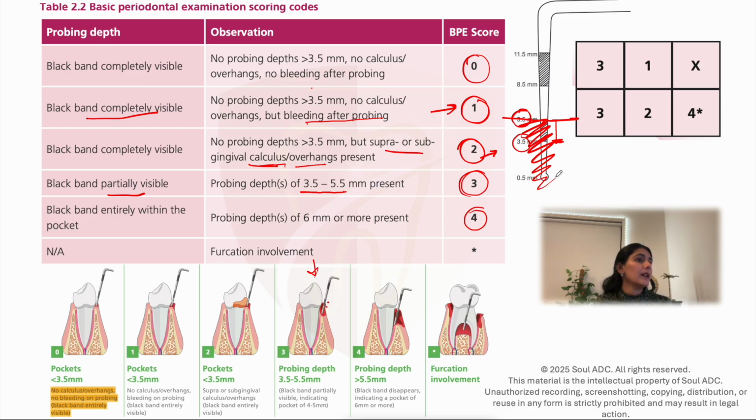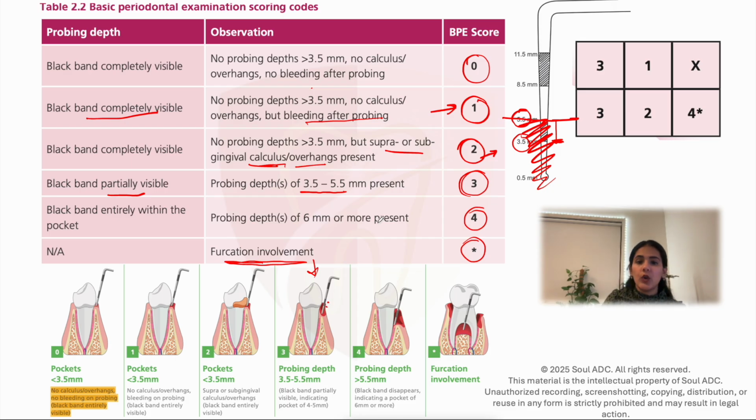So far, is everyone able to understand, or do you want me to repeat something? Thumbs up if you're able to understand, thumbs down if you're not able to understand. I'll explain again. Okay, good. And if suppose furcation gets involved, we give a star on it.